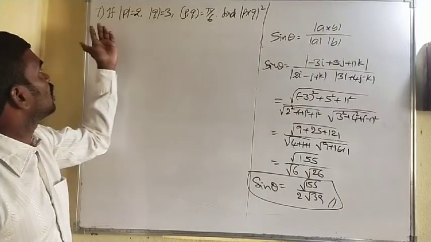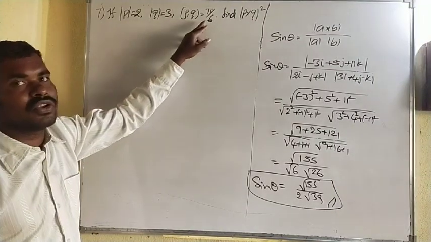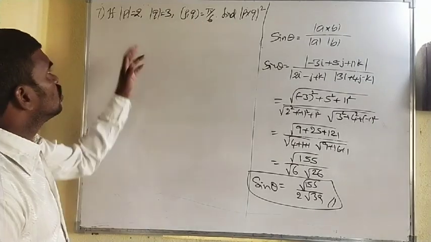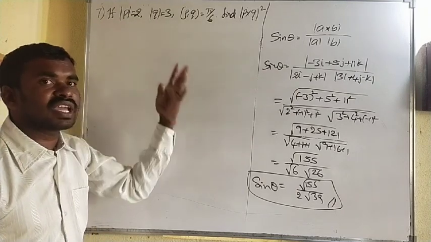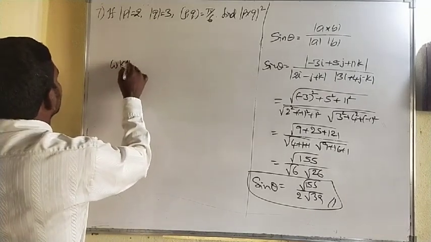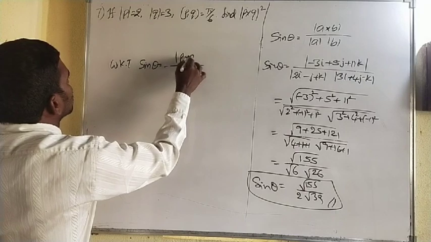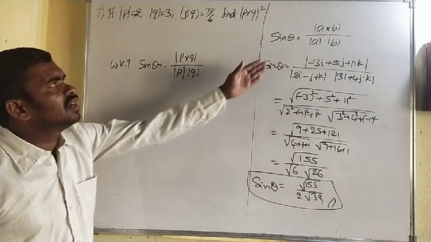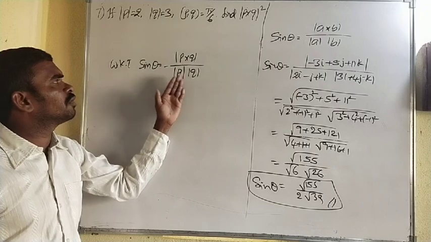So after that, the next problem, the 7th one. If mod p equal to 2, mod q equal to 3, and the angle between p comma q is equal to pi by 6, then find modulus p cross q whole square. Okay? So given mod p, mod q, the angle, and modulus p cross q, which formula can we apply? Yes, very good. The sine formula. We know that sin theta equals mod p cross q by mod p into mod q, based on sin theta equals mod a cross b by mod a mod b.